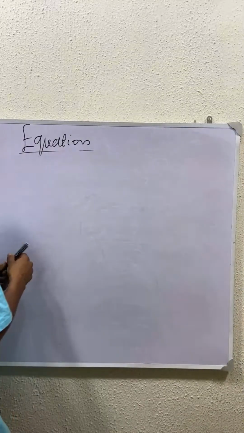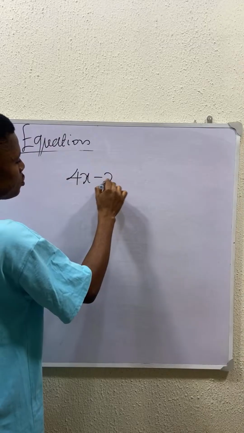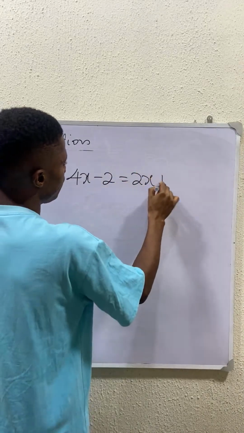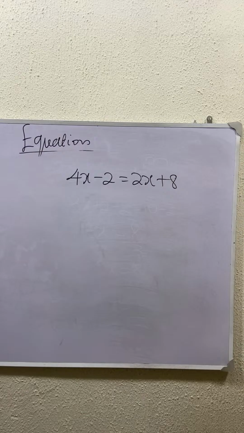So let's look at this one. We have 4x minus 2 is equals to 2x plus 8. If you see this, the variables are on both sides of the equation. So our best thing we have to do is to solve it intentionally. Okay? To solve it intentionally.